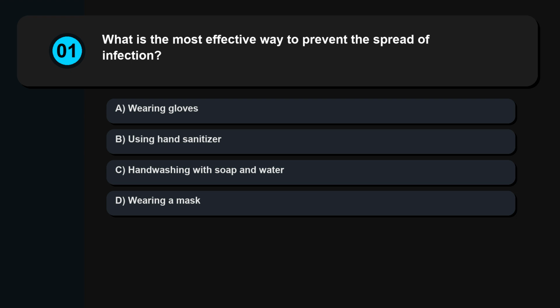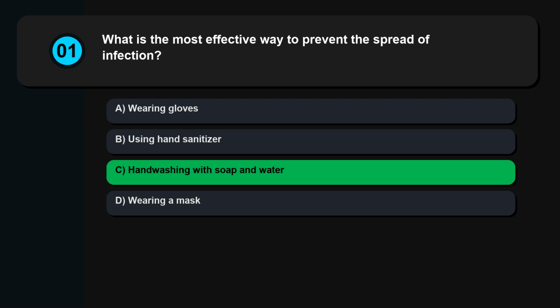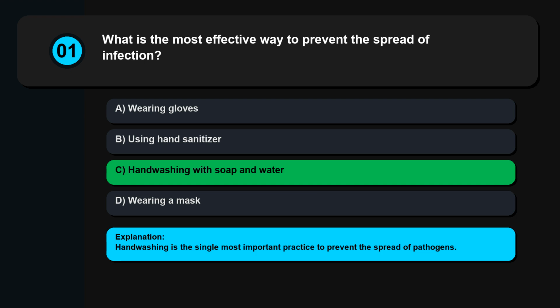Question 1. What is the most effective way to prevent the spread of infection? Wearing gloves, using hand sanitizer, hand washing with soap and water, or wearing a mask. Hand washing is the single most important practice to prevent the spread of pathogens.